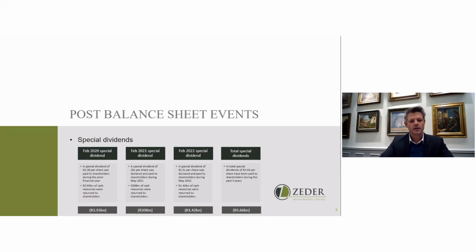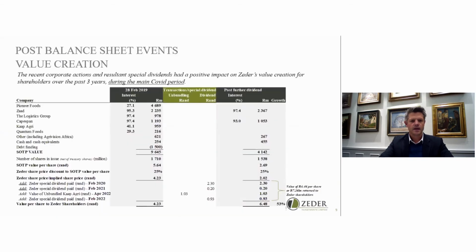As I mentioned, the sale of the logistics business enabled us to pay a further special dividend as part of our February 22 year end. That dividend of 92.5 cents was paid in May. That was an additional 1.42 billion rand of cash that was returned to shareholders. And if you take this current special dividend and also the two dividends from the prior year as a result of the Pioneer Foods disposal and Quantum Foods disposal, it's just over 5.66 billion rand that has been returned to shareholders. The recent corporate actions, and all these dividends, had a positive impact on Zeder's value creation for shareholders.